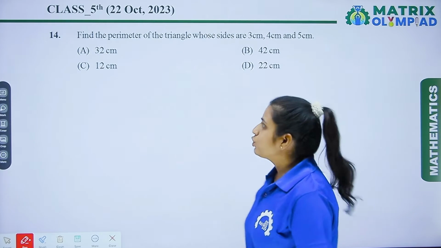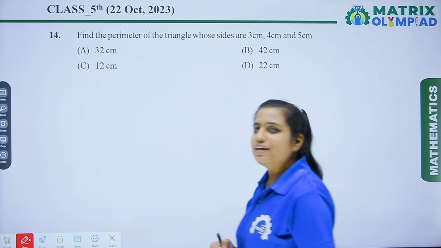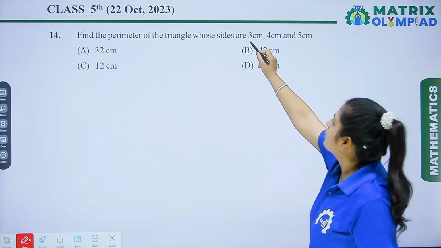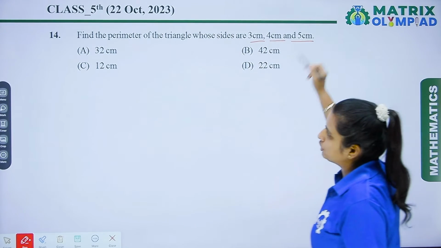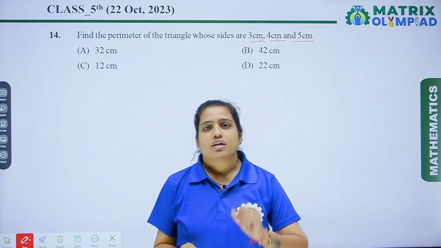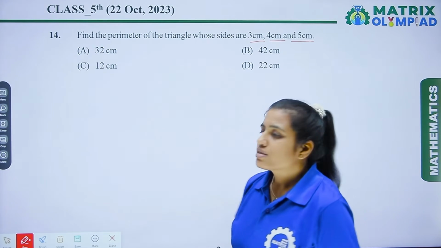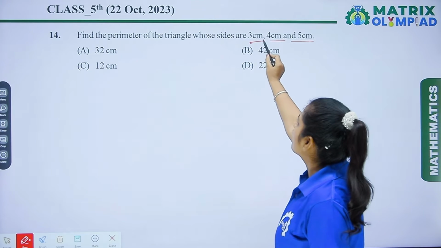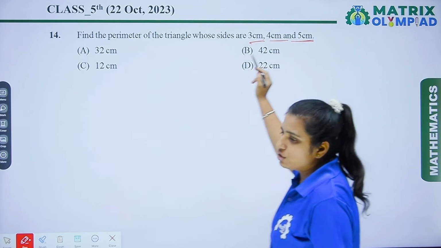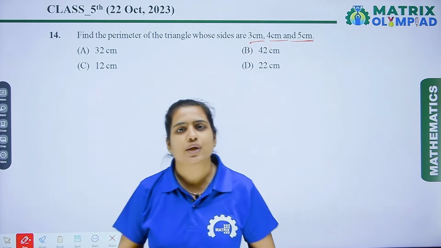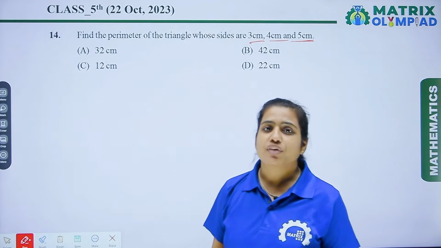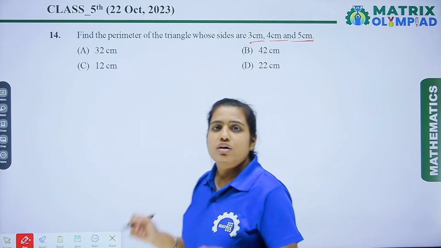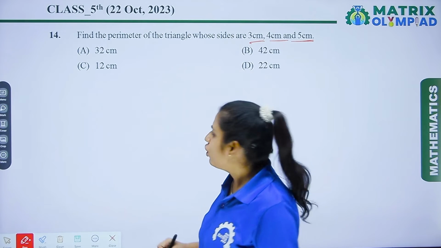Now the next question is question number 14. Find the perimeter of the triangle whose sides are 3 cm, 4 cm and 5 cm. We know that perimeter is the sum of all sides. So in this triangle all 3 sides are different, so this triangle is known as a scalene triangle. Now to find the perimeter of a scalene triangle, we have to find the sum of all sides.